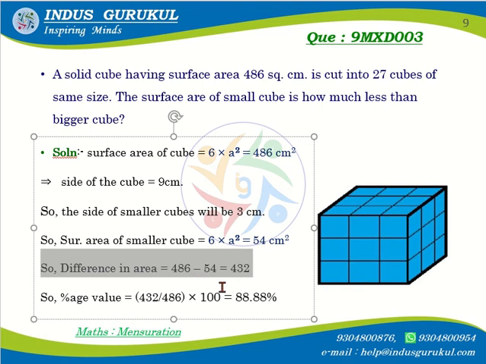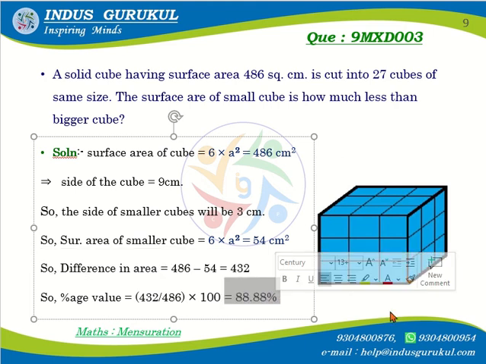So what is this percentage value? 432 upon 486 into 100, which is 88.88. So the new smaller cube will have 88.88% lesser surface area with respect to the bigger one.